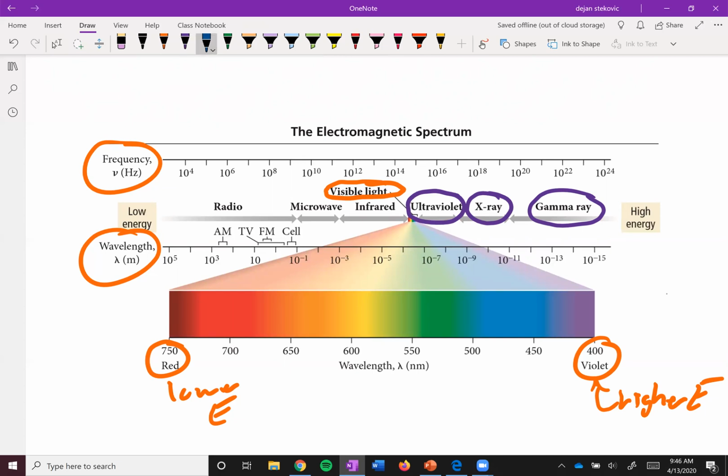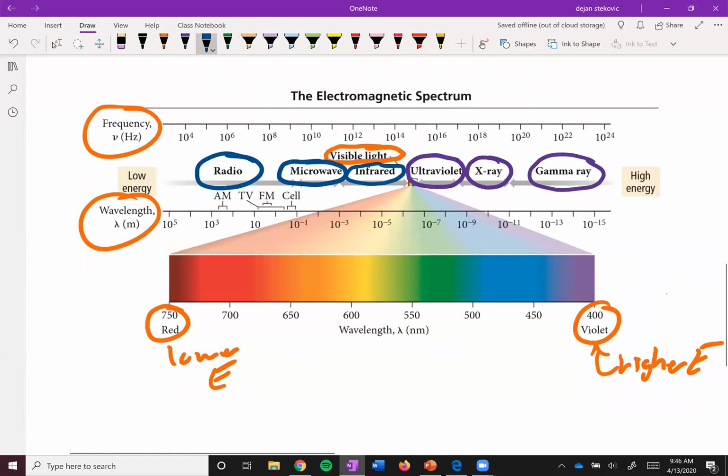And then on the other side, things are lower energy like infrared. That's what we use for our heat vision. Microwaves are actually pretty low energy. That's what you use to heat your food. And then radio waves are also low energy because we've always got them buzzing around. So we wouldn't want any high energy stuff there.